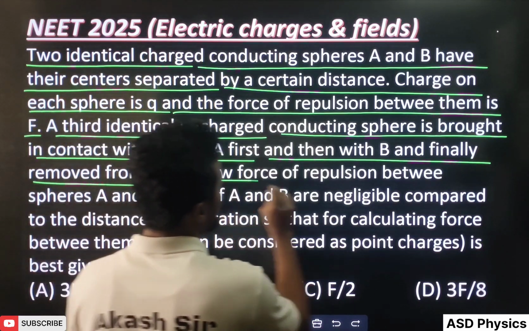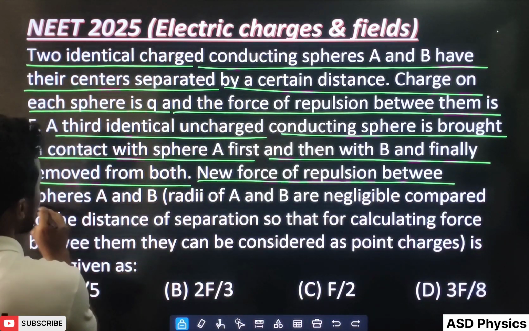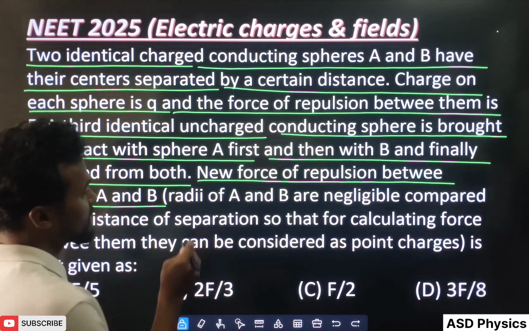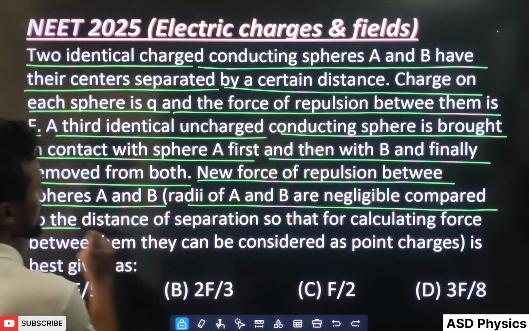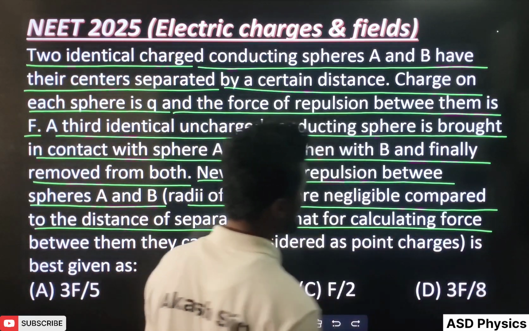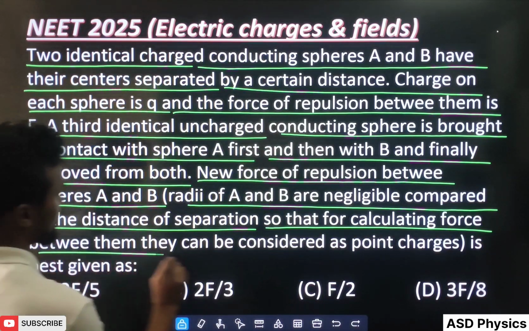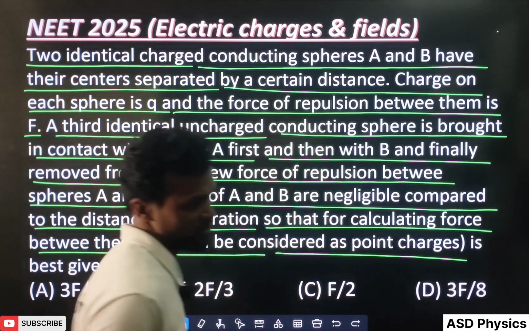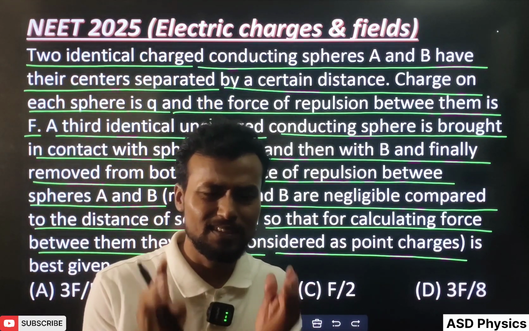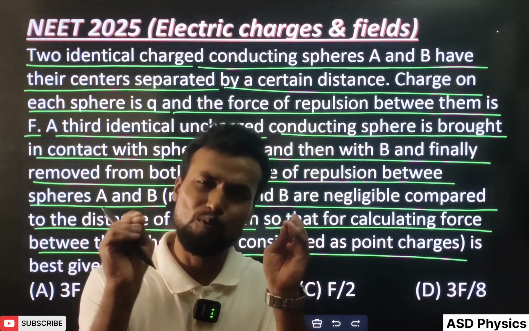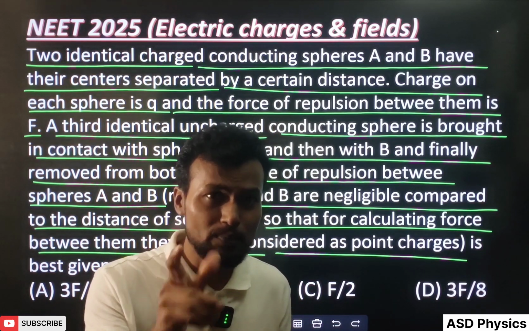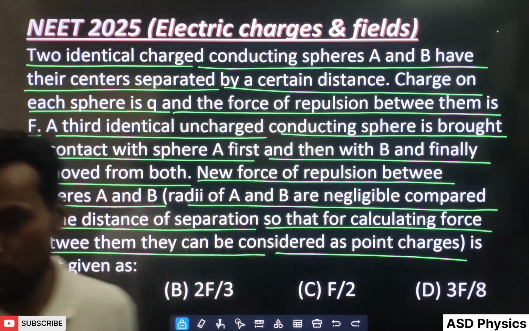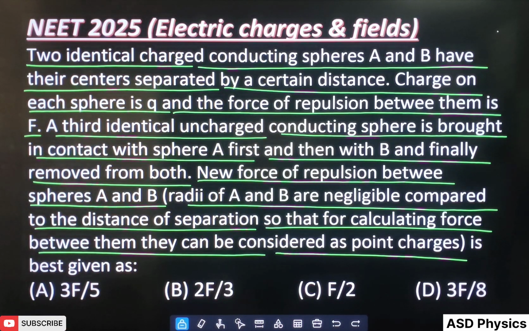Okay, new force of repulsion between spheres A and B, and here what they are considering is that the radii of A and B are negligible compared to the distance of separation, so that for calculating force between them they can be considered as point charges. Actually they are telling which kind of situation is there, point charges are there. Because you know very well Coulomb's law is applicable for which kind of situations, maybe spherical charge distribution or maybe point charge. Okay, so this question may be looking somewhat long, but the answer will be very easy only.